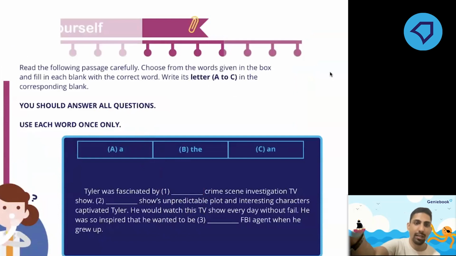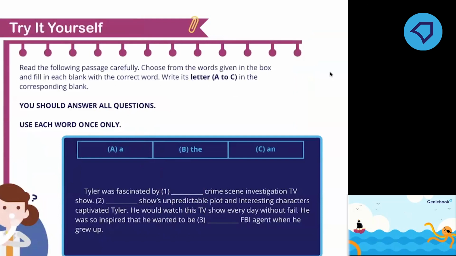We'll read the whole thing and then let's look at it. Tyler was fascinated by what crime scene investigation TV show? If I just look at this blank, I know that there are two possible answers. Could be a, could be the. So let's carry on reading to get a confirmed answer. What show's unpredictable plot and interesting characters captivated Tyler?